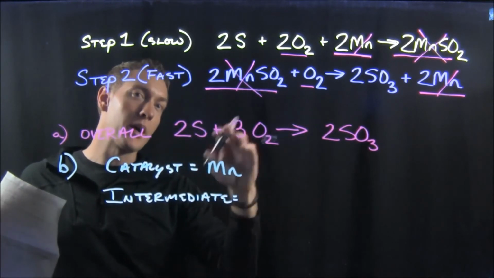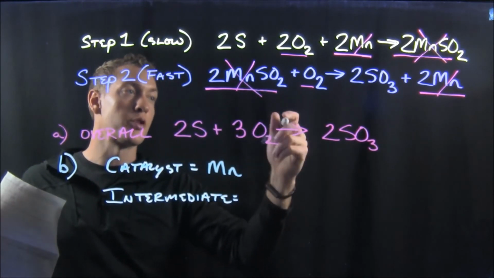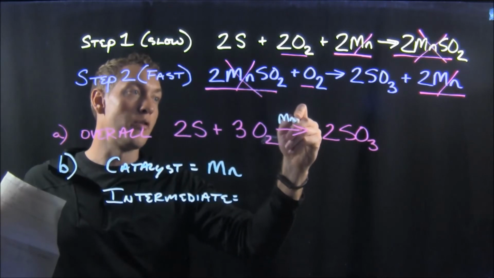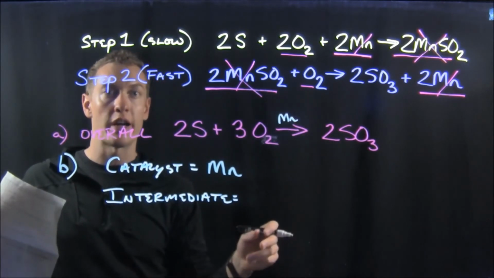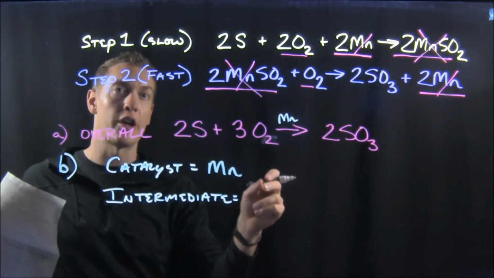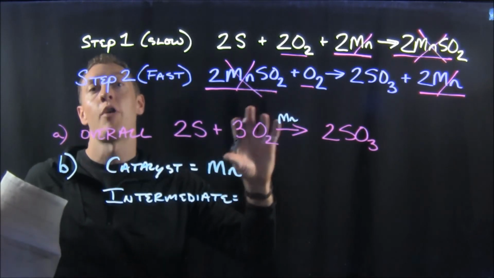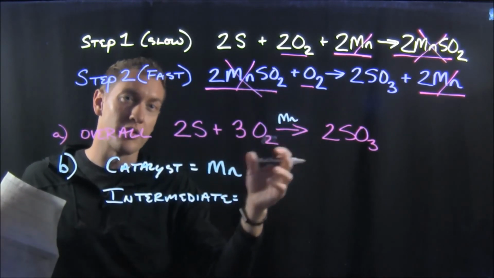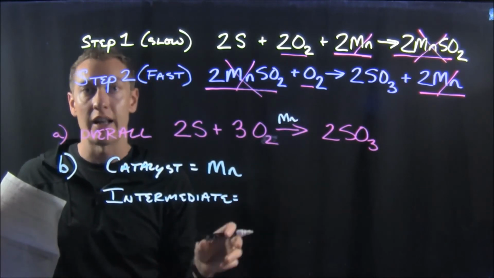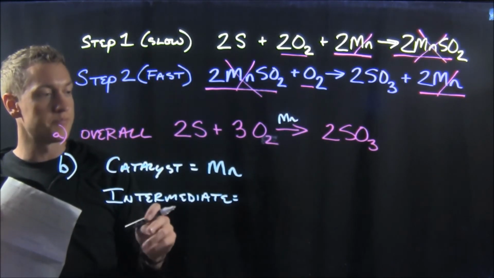And then you go back to your overall reaction. A lot of times they'll write catalysts above an arrow. So if you ever look at a chemical reaction, you're like, why is there something sitting on top of the arrow? It's up there, it's facilitating the reaction, but it's not part of the reaction. And so that's where sometimes they'll designate a catalyst in a chemical reaction.